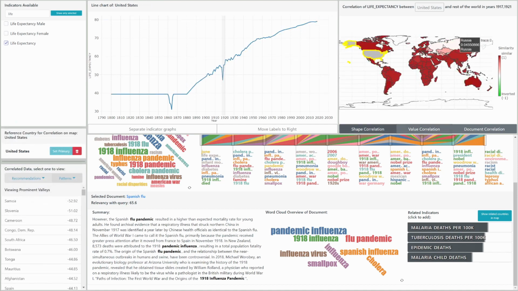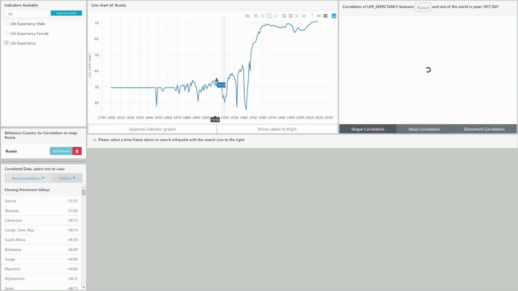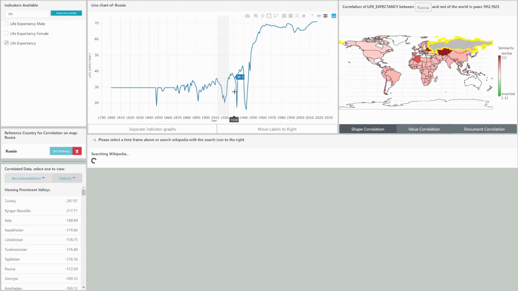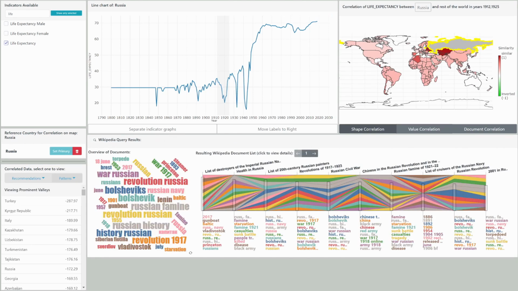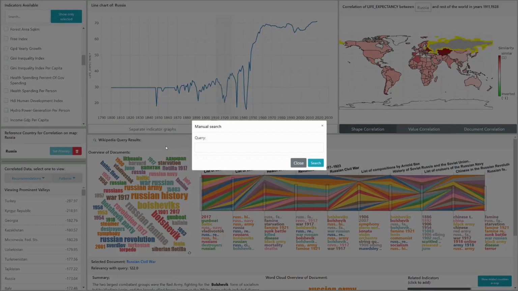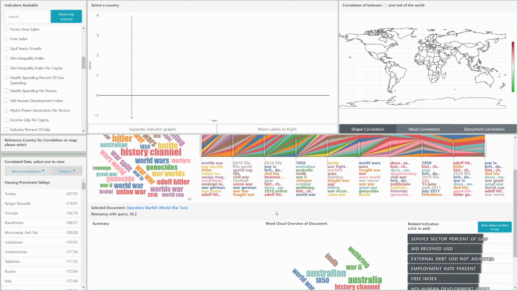Finally, we can go further and investigate why Russia seems not to have the same shape in life expectancy. And with a similar exploratory procedure, find out about Russia's civil war and the many changes in its constitution around this time. All this analysis came from one indicator, but there are many other indicators to be explored. And if you prefer, you can start with a Wikipedia search, for example, of World War II, and from its results, check related countries and indicators.